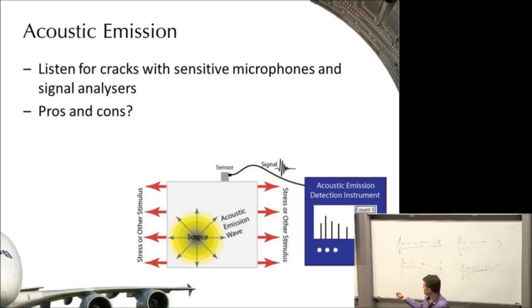So it's still in its infancy. It's not really applied on big aircraft, but people are looking at ways of detecting damage as it occurs. The weakness of this is that once it's occurred, it's no longer a useful technique. You can't scan a part with this technique after the damage has occurred.